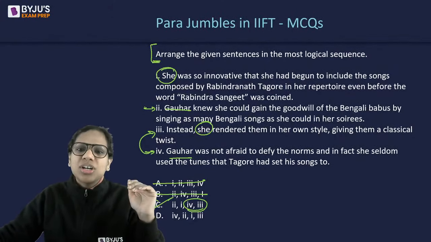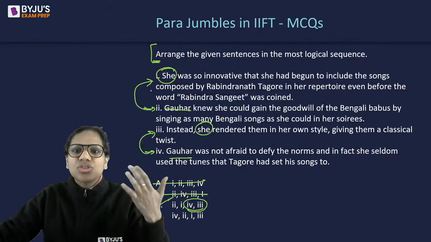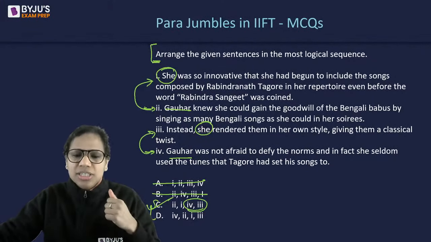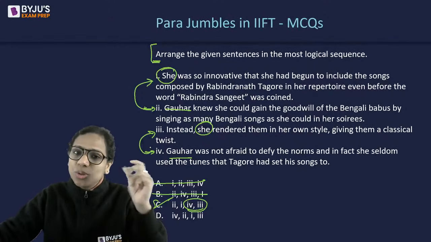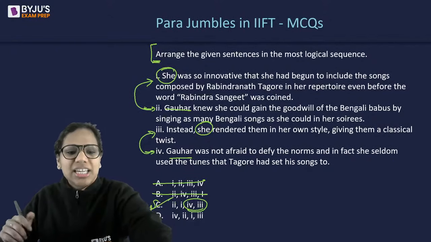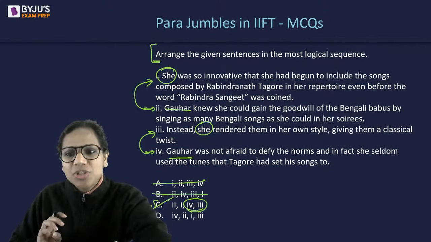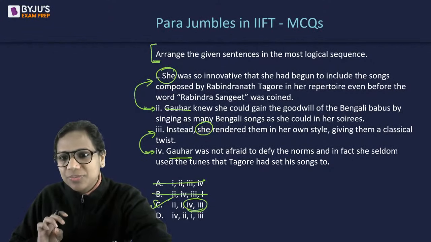Right. So 2 introduces what Gohar wanted to do, right? And that's why she introduced Rabindranath Tagore's songs, but she introduced them with a twist, right? And that twist is mentioned in 4 and 3. So second, first, fourth, and third, option C is the answer. Absolutely correct, all of you who said C.